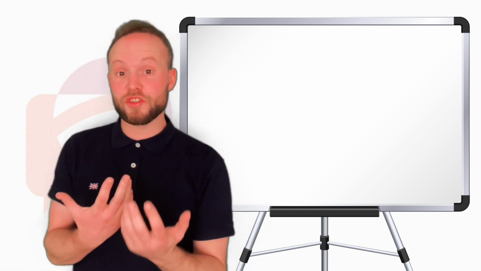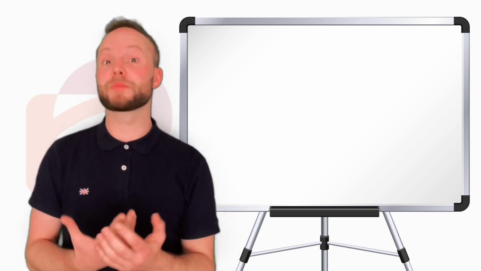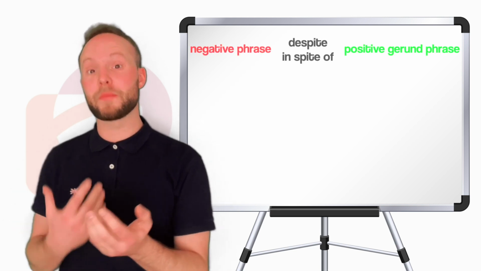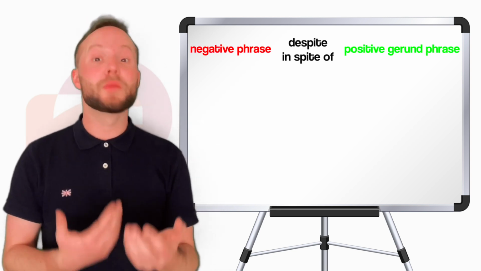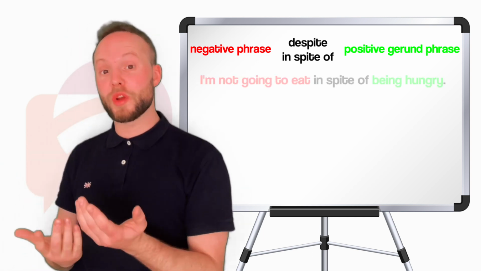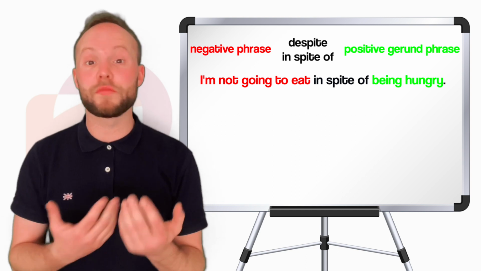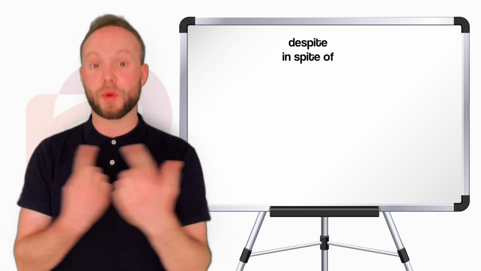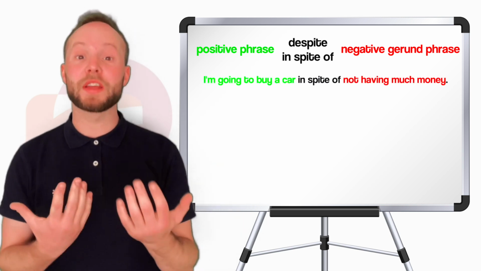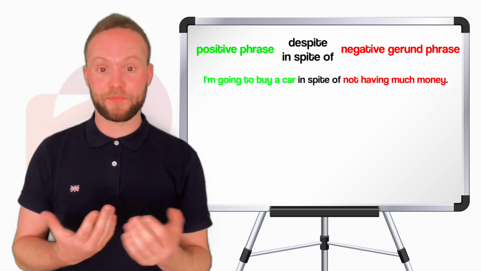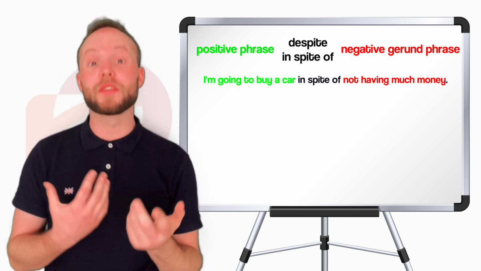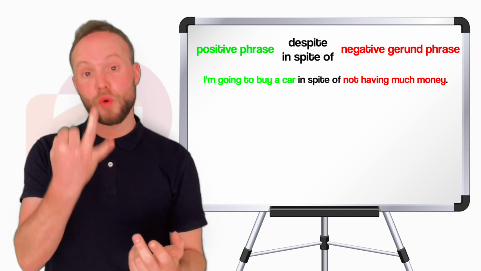Now, the second structure that we can use with these two connectors puts the connector in the middle and looks like negative idea plus despite or in spite of plus a positive idea. For example, I'm not going to eat anything in spite of being hungry. Or we can swap these around and say, I'm going to buy a car in spite of not having much money. Note here that in the second structure, we are not using a comma in the middle, just like with though, although, and even though.